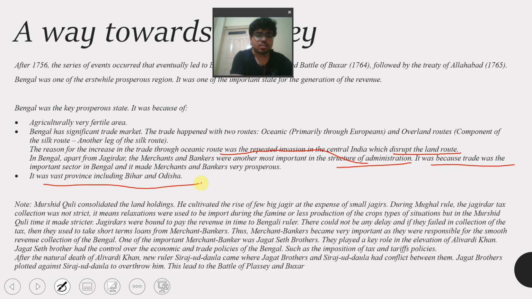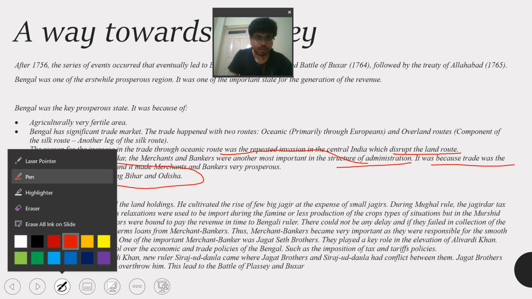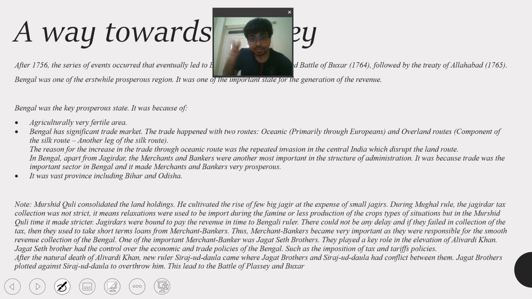It was a vast province including Bihar and Odisha at that time. Remember, Bihar is not the current Bihar. Bihar means Bihar and Jharkhand, and Odisha, and your current Bengal. So that was a big province. Just imagine how profitable that province was at that time. Right now we have pollution and lots of buildings, so the land is very limited, but during that time land was huge. Even now if you go to a village you will see great huge lands. So you can imagine what kind of profit it was earning at that time.